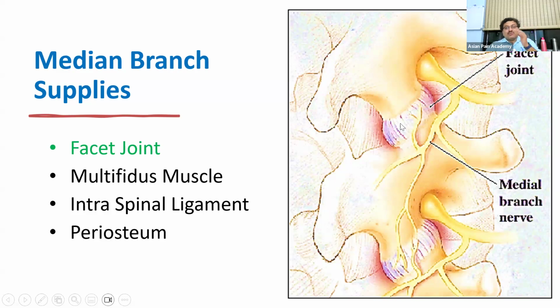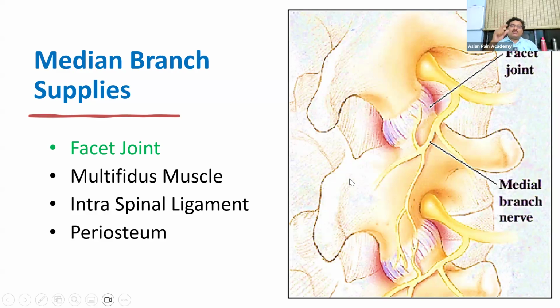So what happens? This joint is supplied by one branch from above and one branch from below. But in actuality, as the nerve is coming below the vertebral level, say the L4-5 facet joint will be supplied by a branch of L4 and L3. So if the facet joint is L4-5, it will be supplied by the L3 and L4 branches. If it is L3-4, it will be supplied by the L2 and L3 branches.